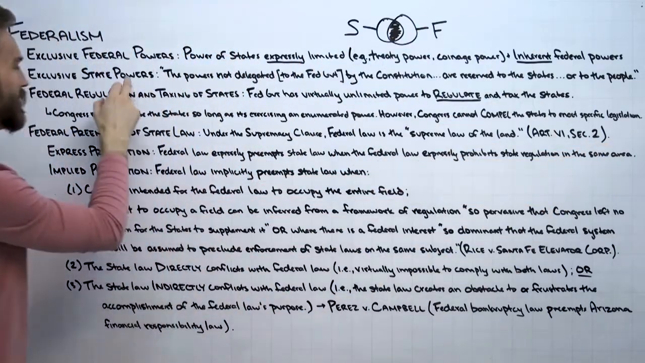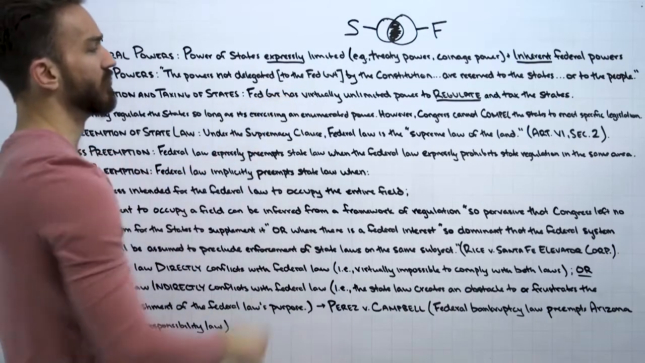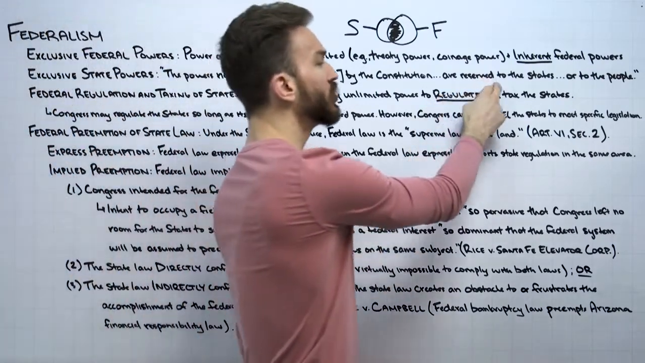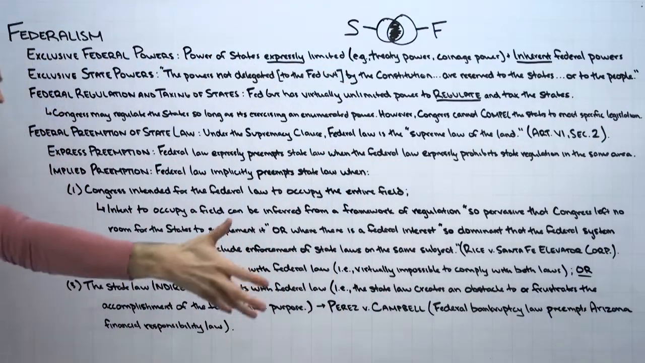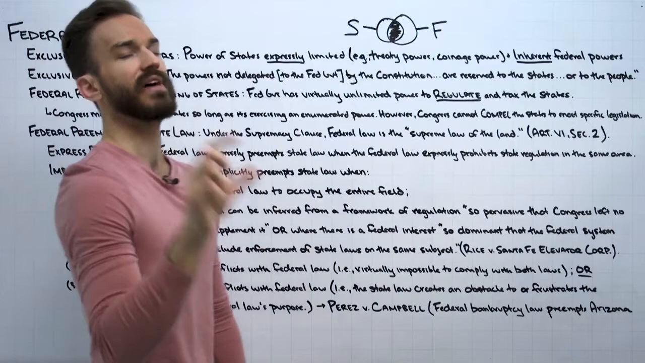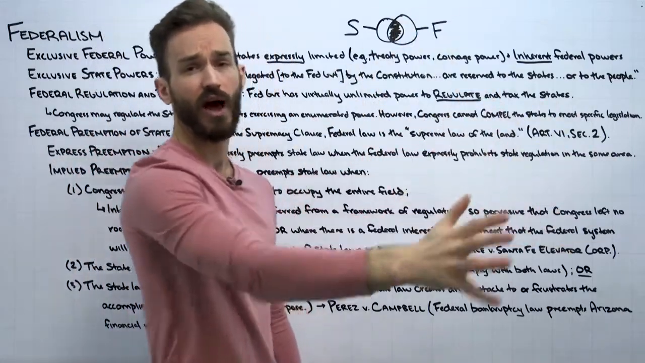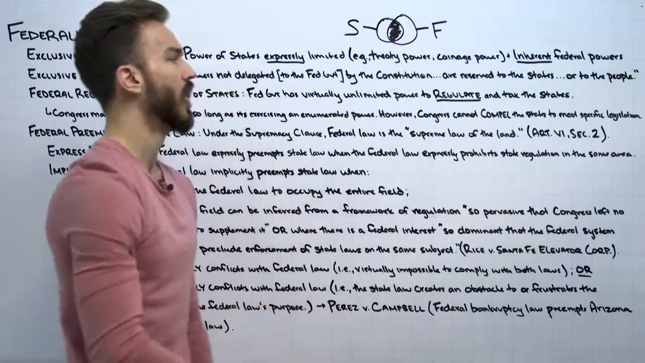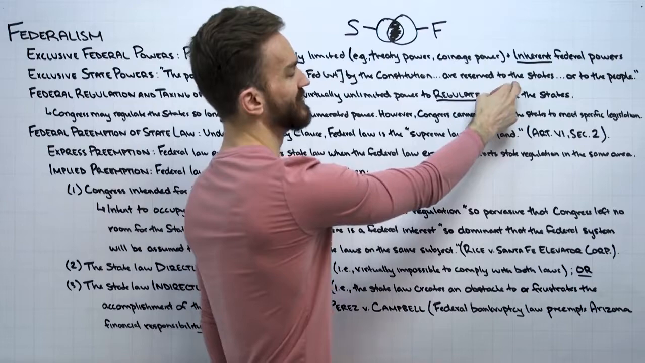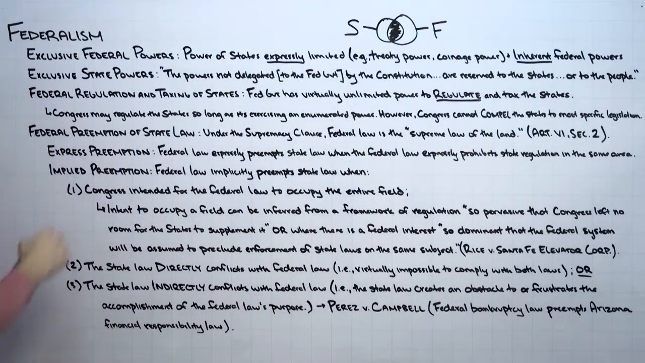Then you get to the 10th Amendment, and it says, the powers not delegated to the federal government by the Constitution are reserved to the states or to the people, which basically means, if we didn't vest this power to any particular part of the government in the U.S. Constitution, those leftover powers are reserved for the states or to the people. This is the 10th Amendment, and this is what we would think of as exclusive state powers.